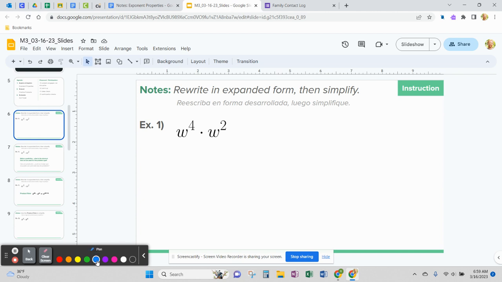So in this case, we have w to the 4th. We can write that out as w times itself 4 times. Then we also have w squared, which will multiply itself twice. And if we condense that back down into one final solution, it looks like I have 1, 2, 3, 4, 5, 6 w's total. That's going to be w to the 6th power.